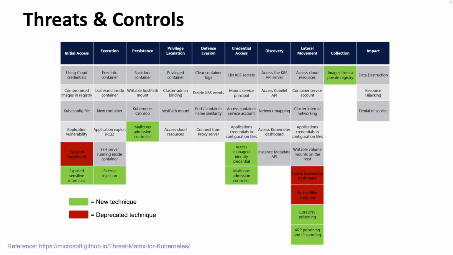And to help you start with all these different threats and controls, Microsoft created this threat matrix specifically for Azure Kubernetes Service. But you can also use it if you have an on-prem deployment of Kubernetes, or if you are leveraging OpenShift or AWS EKS, for example, because a lot of these threats are very generic and focus on Kubernetes, not specifically on Azure Kubernetes Service.